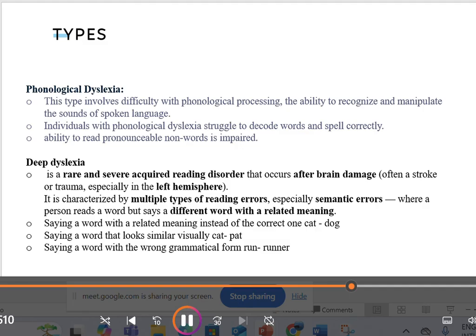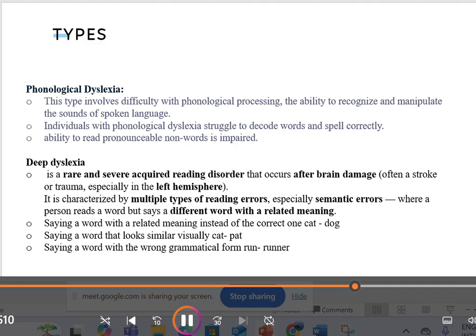Pronounceable non-words would be there in every language. That is not a word in that language, but we can read it, matching up letter by letter. Such things will be very difficult for a phonological dyslexic person. Next is deep dyslexia.